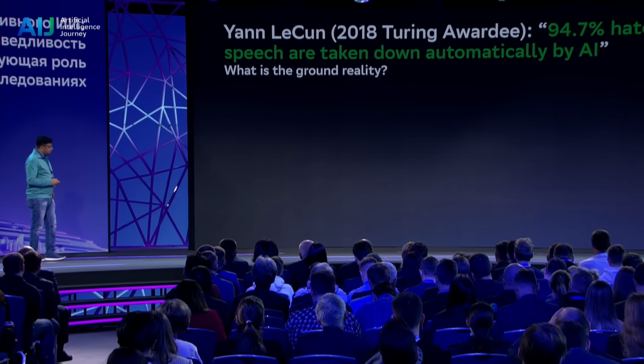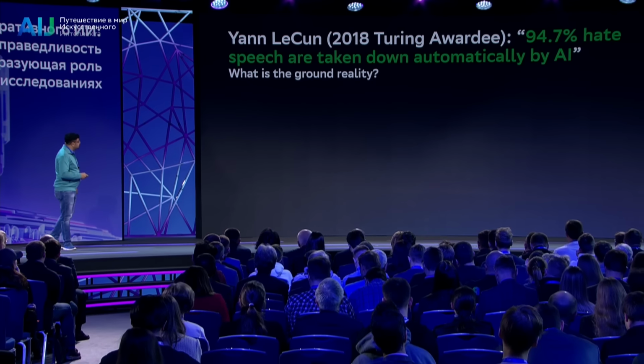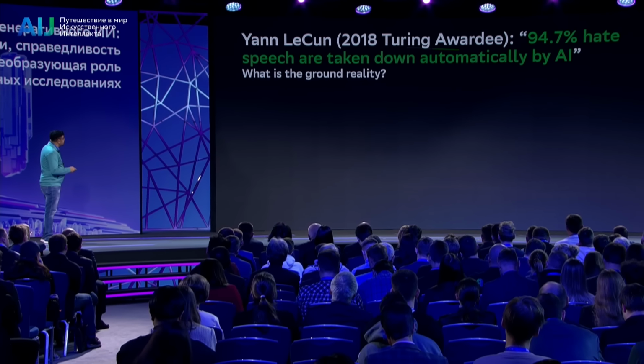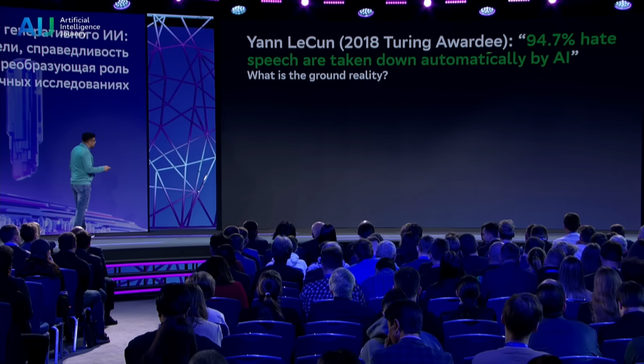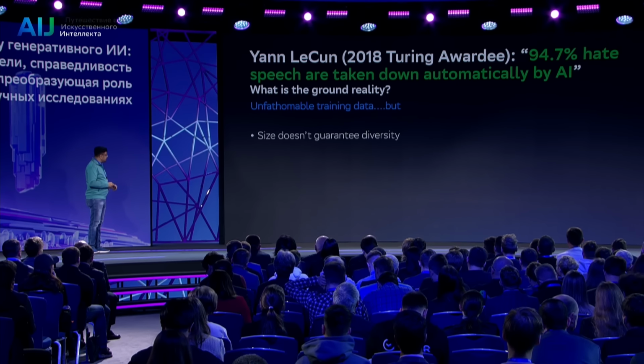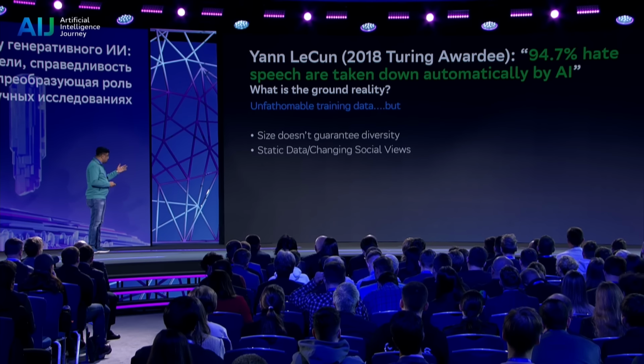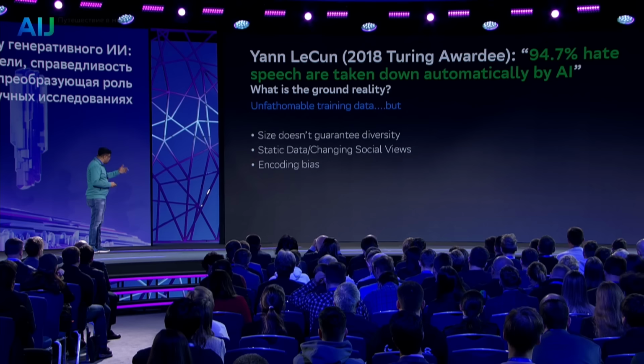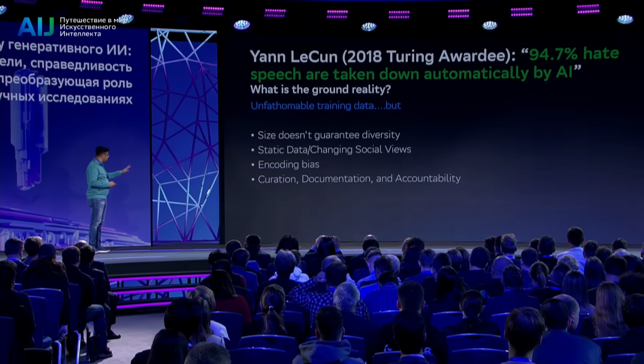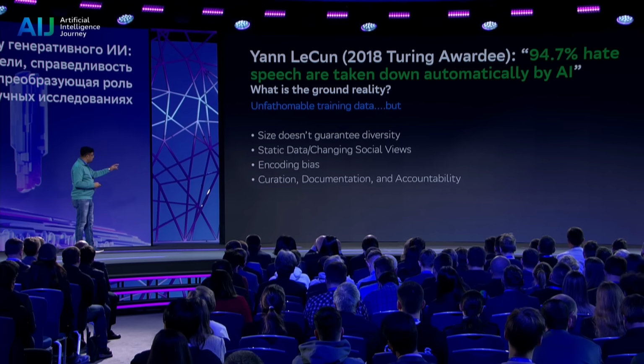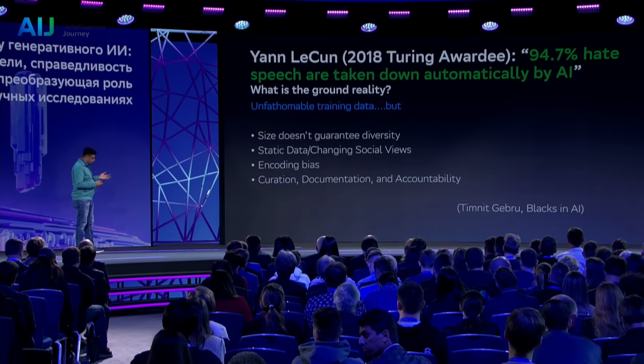The Turing awardee and one of the founders of deep neural network models says 94.7% of hate speech is taken down automatically by AI. We believe, and India is a very diverse country where we do some research about the ethical perspectives, we see that the ground reality is not like that. There is an unfathomable amount of training data, but size doesn't guarantee diversity. Social views can change. There is a lot of encoded bias inside, which nobody is there to correct. Curation, documentation, and accountability is a very big problem.